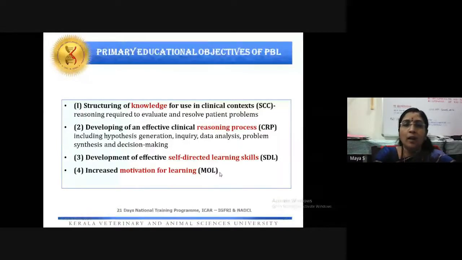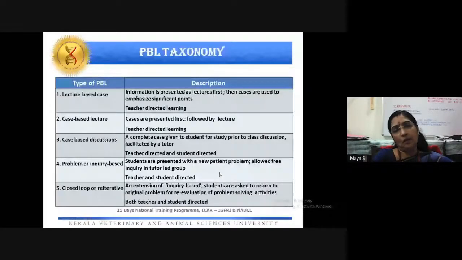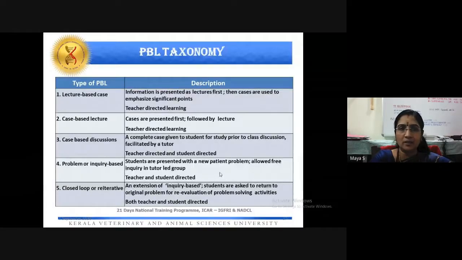Now, there are different methods for problem-based learning. Five methods are there. And in the first two, teachers dominate. That is, when we lecture, or when we dictate, when we present a lecture first and then present a problem case to the students, that is known as a lecture-based case. So we take a lecture first and then present the case. And as second, we can present the cases first, followed by a lecture. So that is case-based lecture. That is the second type.